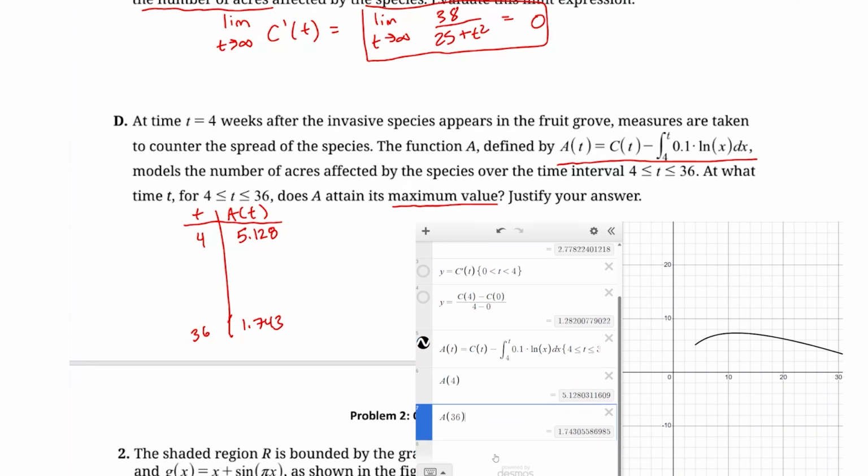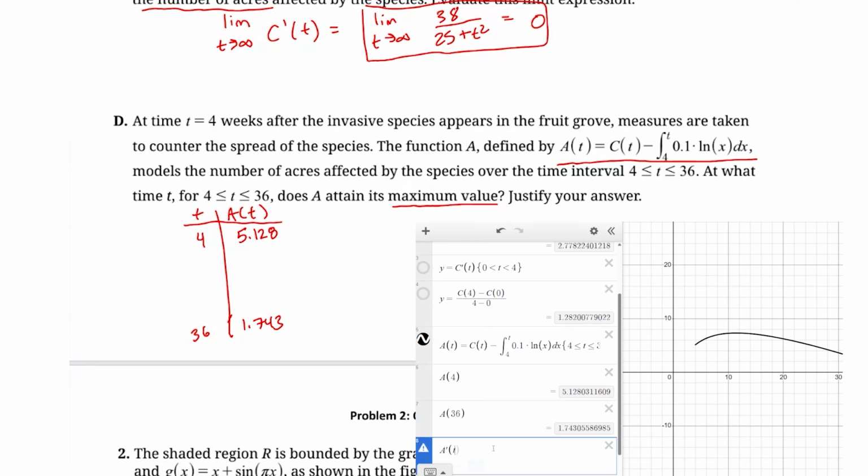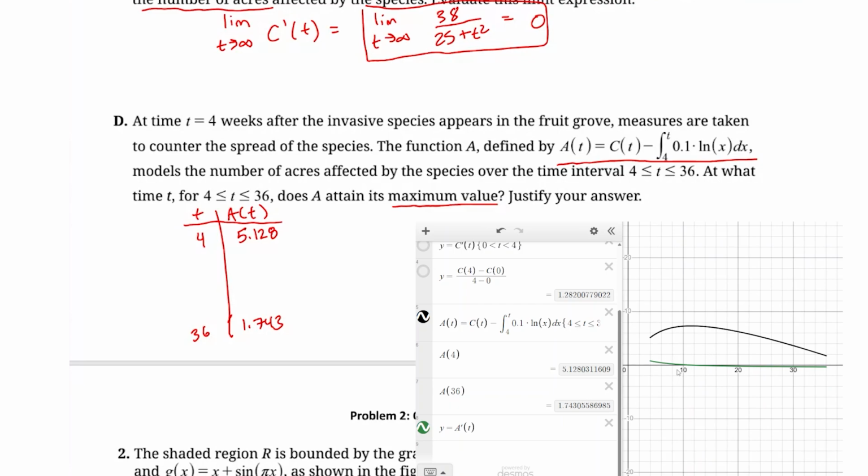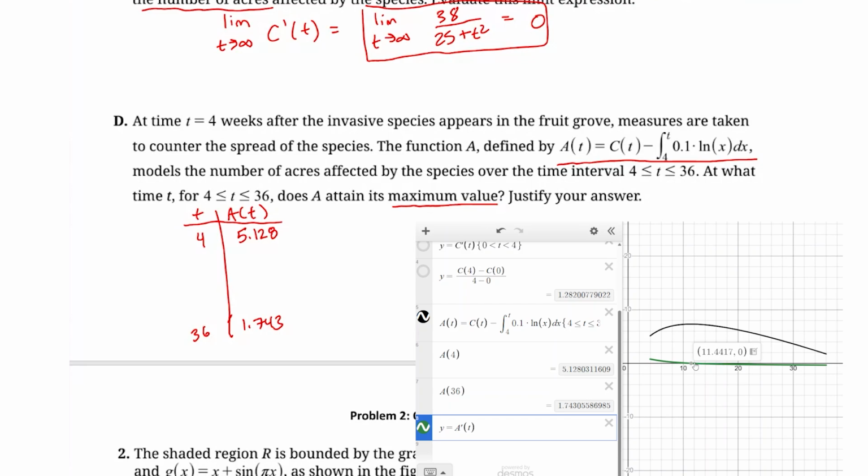In other words, we want to know when the derivative of A is equal to 0. Okay, so I'm looking at A prime here. It looks like it's equal to 0 at this point right here. So we've got at time 11.4417. You could also just call it 11.442 probably. And that does correspond with what I thought was going to be the local maximum. So we have a pretty good indication that that's going to be our answer.